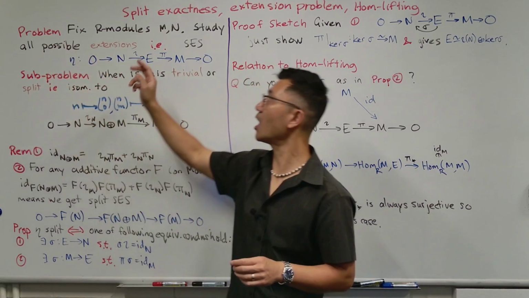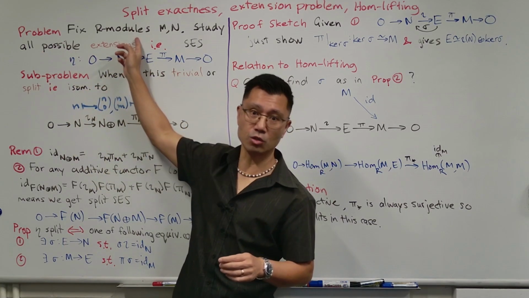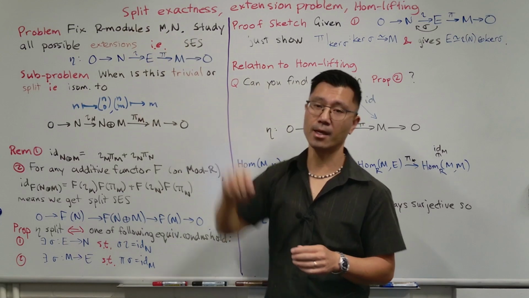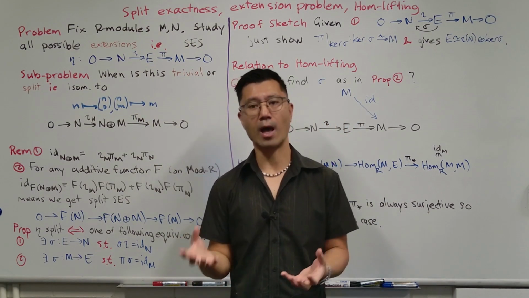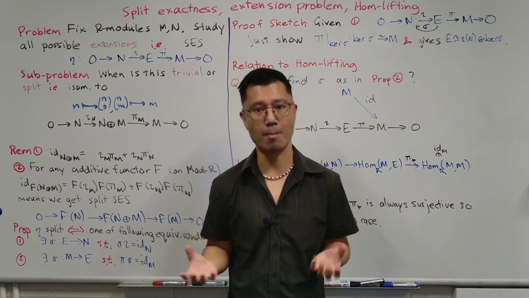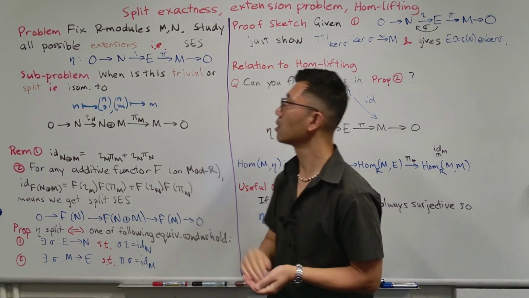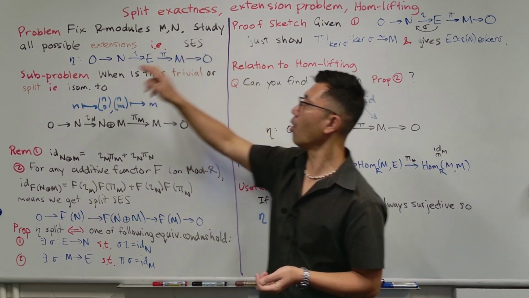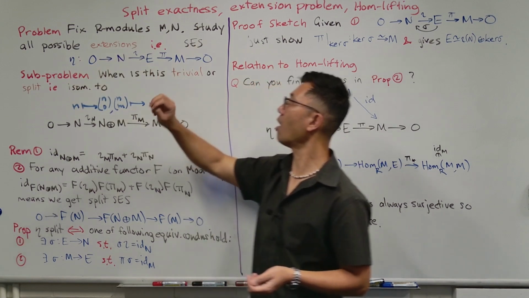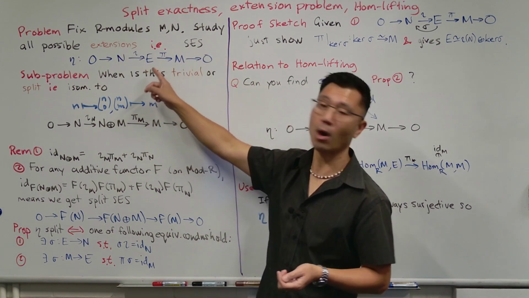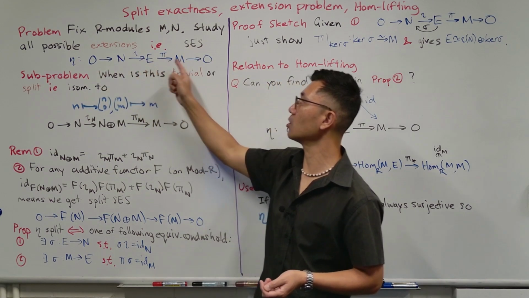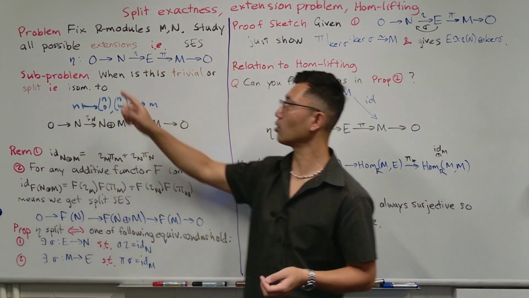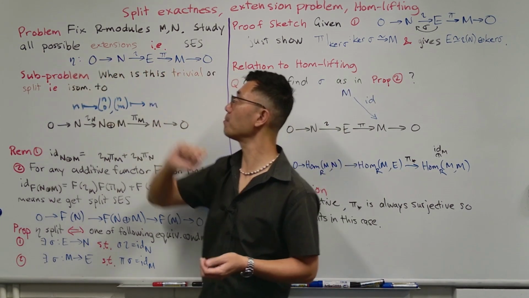So basically, we're going to fix two R modules, R's a ring here, M and N. And essentially, we want to say, well, how can we build a new module out of those modules M and N as components? So more precisely, we're going to study all possible extensions of M by N, by which we mean a short exact sequence of this form, from 0 to N to E to M to 0. I'll denote that short exact sequence with eta.